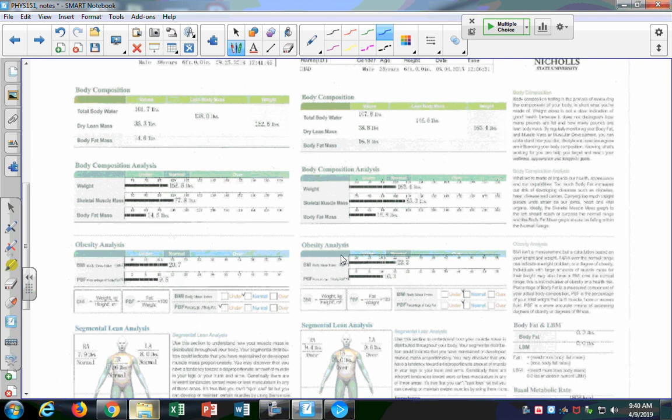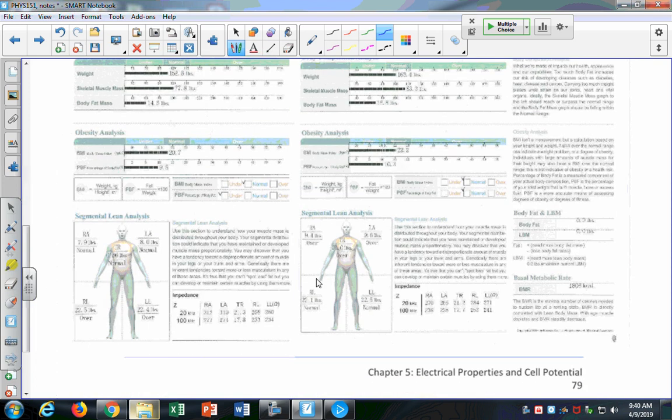It also has the BMI. Didn't we talk about BMI back in work and energy? Yeah, we did BMR. Did we do BMI? Oh, no. Well, BMI is your body mass index, I think. I think it's actually on it. Anyway, it talks about that there.